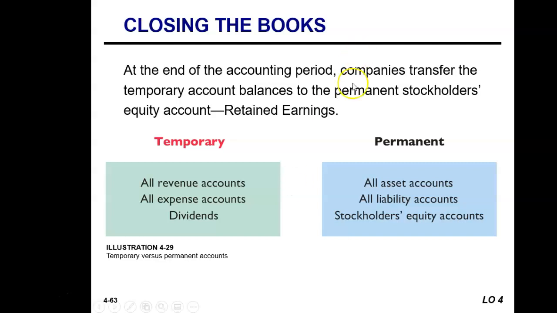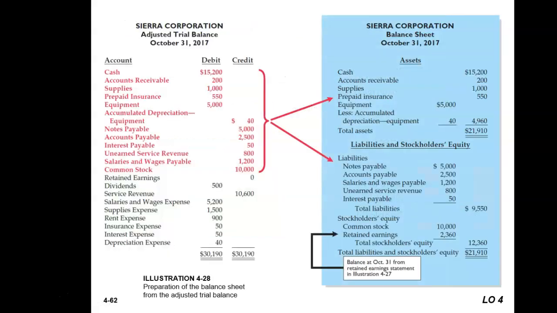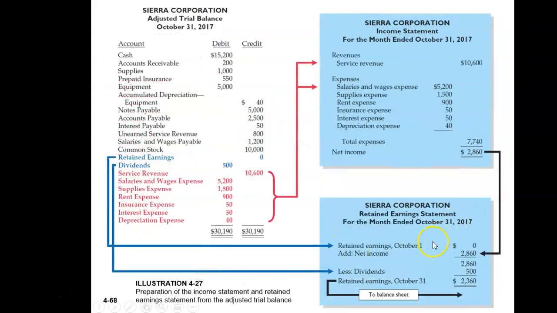Closing means that these balances are going to be transferred over to a permanent account, which is going to be retained earnings. To put things in perspective, look at the retained earnings statement, right? How do I go from the 0 to this 2,360? It's by adding the net income, right? Which consists of revenues and expenses, as well as subtracting out the dividends. So in essence, we're going to go through the process of transferring the revenue, expense, and dividend accounts to determine the retained earnings balance.